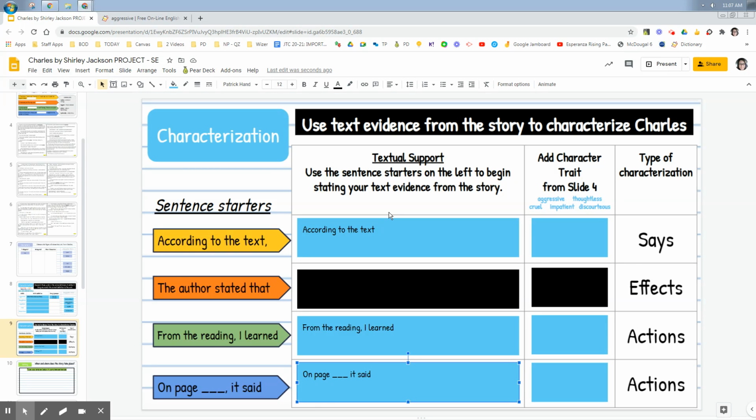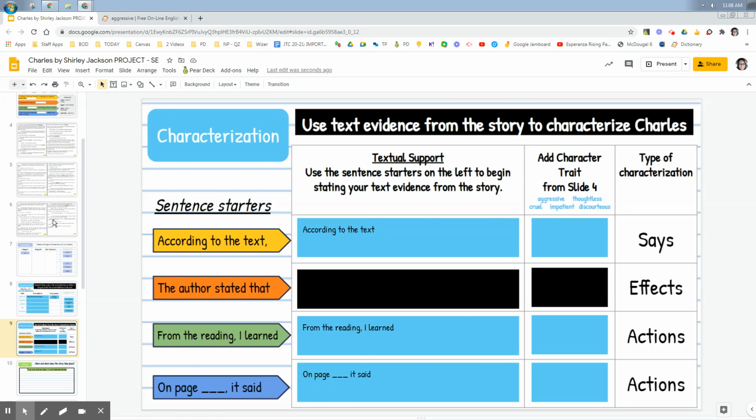All right, so here's what you're going to do next. In this column here, it says to look for something that Charles says. I'm going to do the first one for you, and the last 2 actions you'll do on your own. So in my head, I'm like, I need to go back to the story and think about finding something that Charles says while he's at school that shows if he's either aggressive, thoughtless, cruel, impatient, or discourteous.